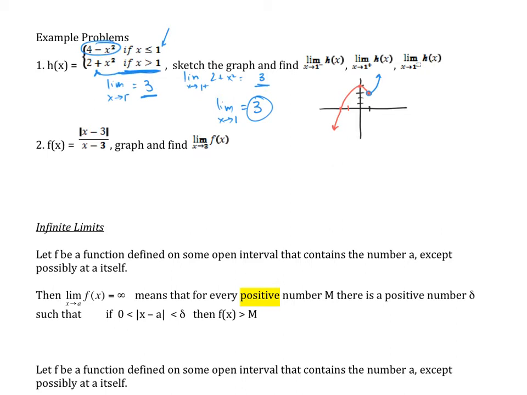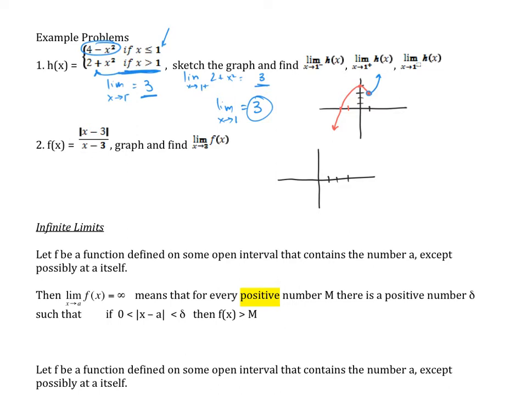Now let's take a look at this next one. f of x, we've got the absolute value of x minus 3 over x minus 3. Let's sketch the graph over here on the side again. And something's happening obviously at 3. That's my break point, we will call it. So at 1, 2, 3. And if I put in, say, a value of 3, well, I'll get undefined, 0 over 0 in this case.